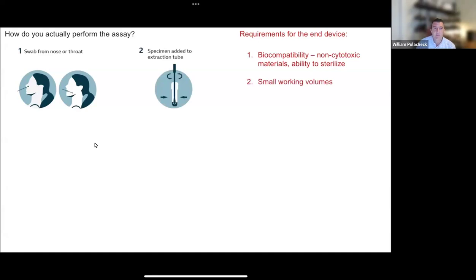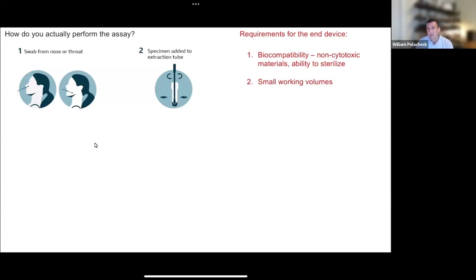The second thing you'll do once you extract this sample is you swirl it around in actually a pretty low volume of extraction buffer, right? This is something on the order of less than a milliliter. And so another key requirement is we need to have small working volumes. We don't want to have to extract a piece of tissue. We don't want to have to take a blood draw from a patient. This is part of the purpose of this device, to make it easy and accessible at home. And so we want to work with small samples. And if we're working with small samples, then our assay has to be performed in small working volumes.